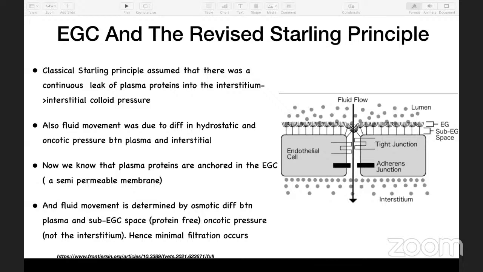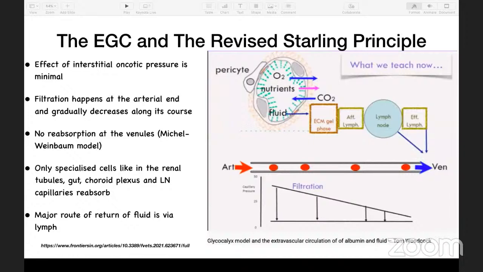We know that plasma proteins are anchored on the glycocalyx, and fluid movement is determined by the pressure gradient between the plasma and the subendothelial glycocalyx space, mainly. Plasma and this space here, the subglycocalyx space, not plasma and the interstitium, as it was previously. The interstitium has a minimal role to play. Fluid movement across the endothelium is mainly between the plasma, which is protein-rich, and the subglycocalyx space, which is almost protein-free. So the effect of the interstitial oncotic pressure is really minimal and can be negligible.